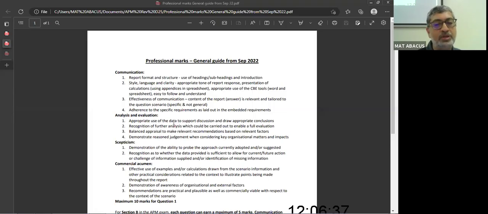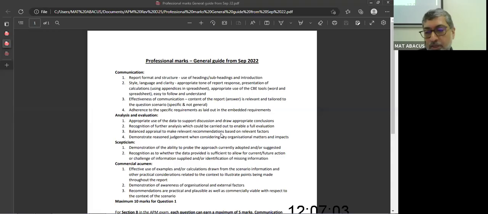Analysis and evaluation is appropriate use of the data to support discussion. So you can't come up with your own ideas, your own points, your own data. You have to use the information given to you. As long as you do that, we are able to give you 1 more mark. Recognition of further analysis which could be carried out to enable a full evaluation: if there are certain things missing and you recognize it, we can give you professional marks for that, and you mention what is missing.